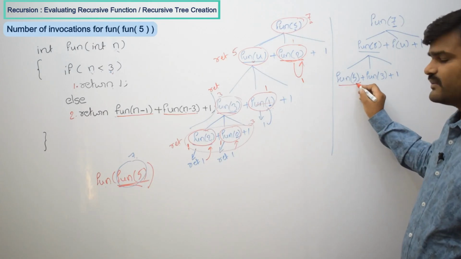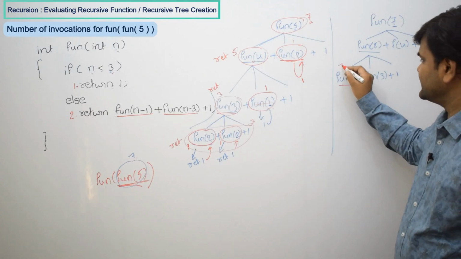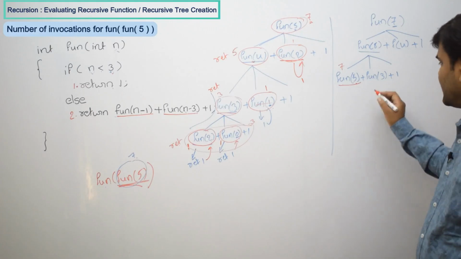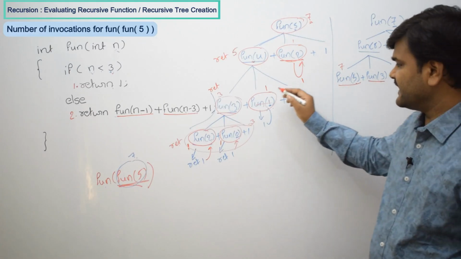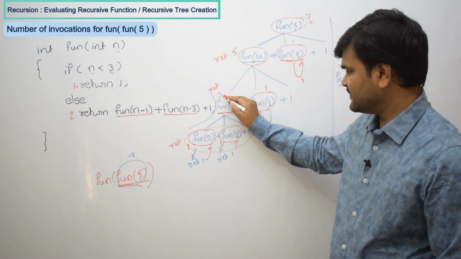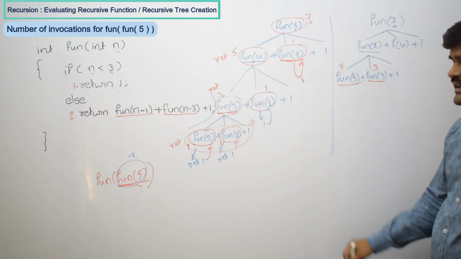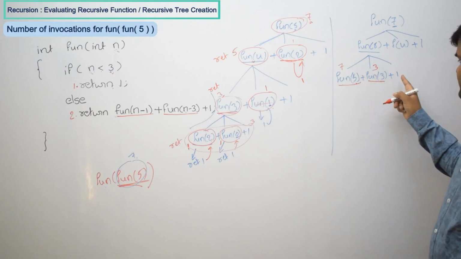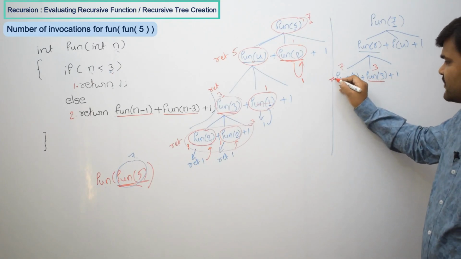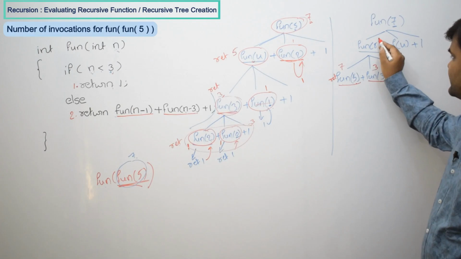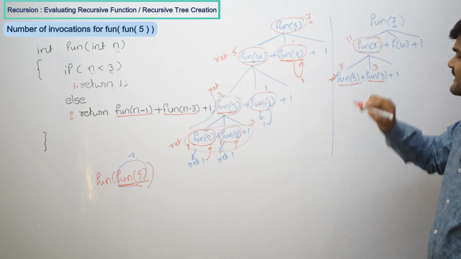Fun of 5 value is 7 actually. Now fun of 3. Fun of 3, when you executed here, what is the returned value? 3. So you can take that value directly here, 3. So 7 plus 3, 10, plus 1, 11. This we are going to return actually. That is, 11 is going to replace it here.